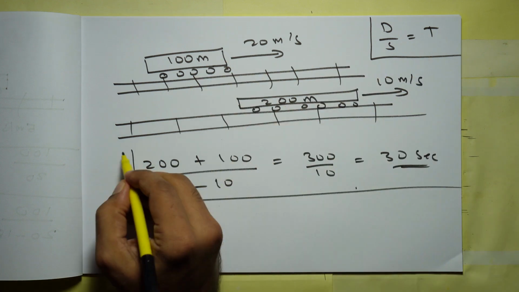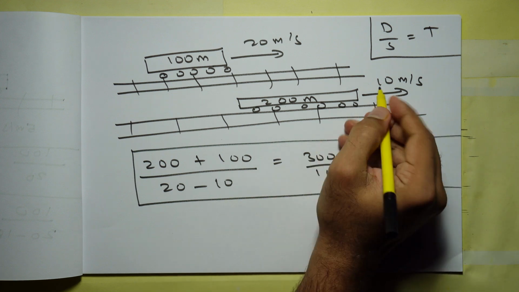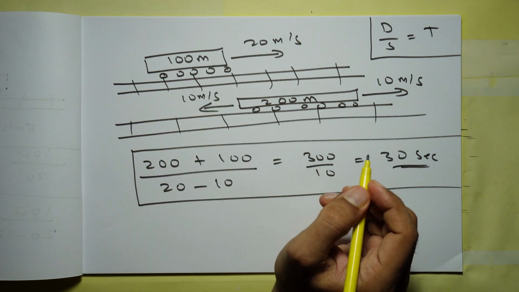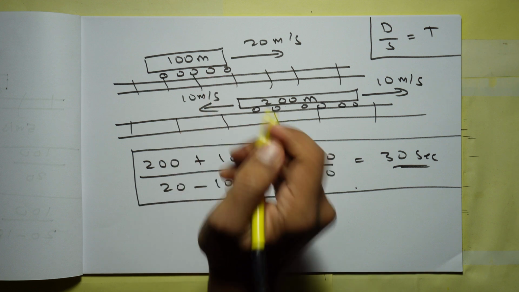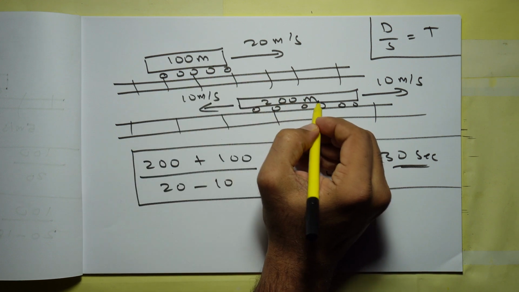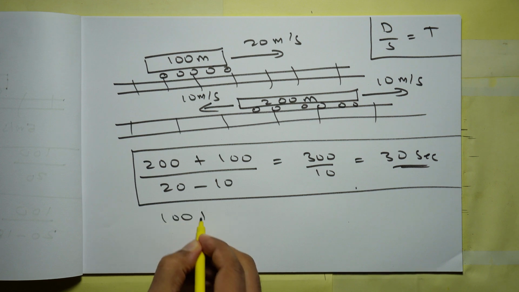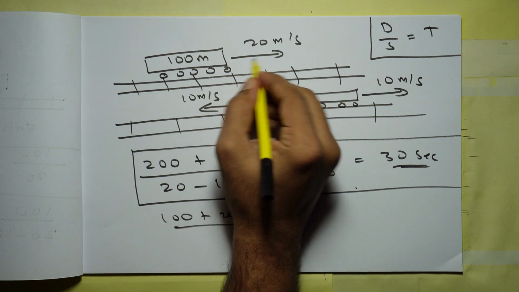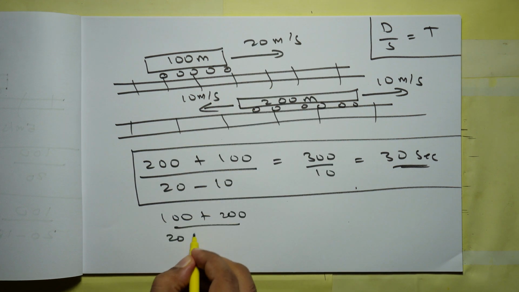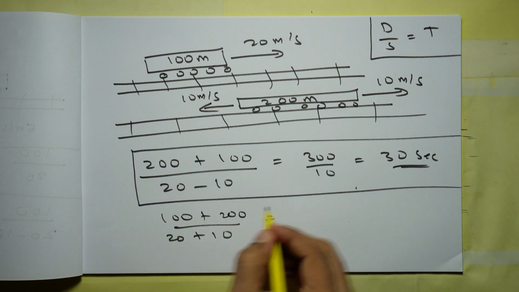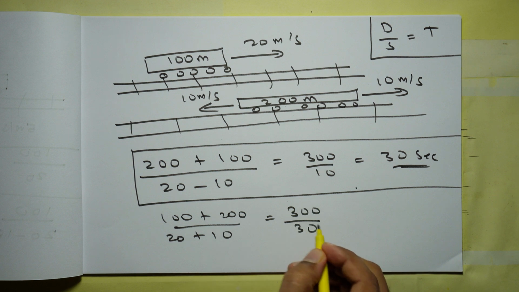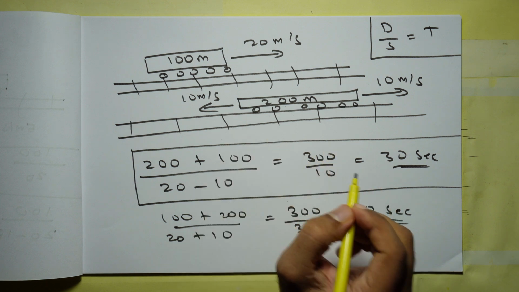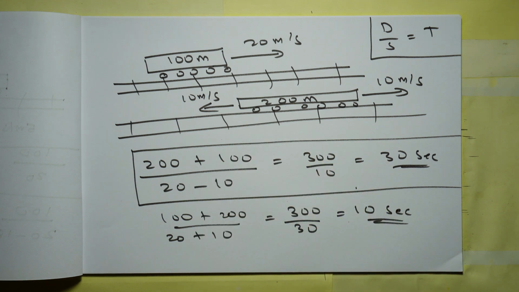Now let us look at a situation when they are moving in opposite directions. Assume that this train is moving in this direction at, let us say, 10 meters per second. Now they are going to cross each other. So again, to cross each other, both their body lengths have to be moved. That is 100 plus 200, altogether 300 meters have to be moved. Now they are moving in opposite directions, so relative velocity will be the sum of their speeds. That is 20 plus 10, 30. So that will be 300 by 30, altogether 10 seconds will be needed. So these are some typical situations on trains. Let us start with the questions now.